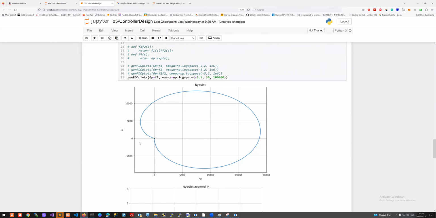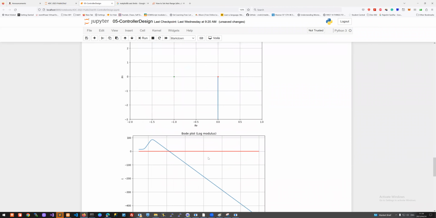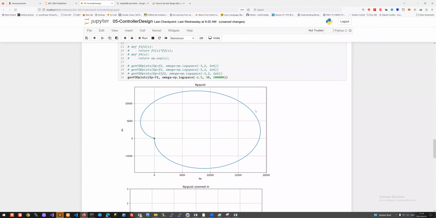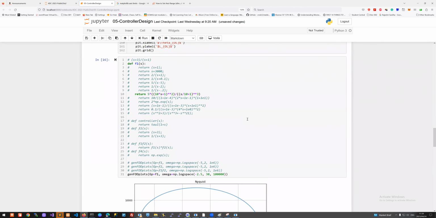And the reason I zoomed in is that here on the scale, we are on the scale of 20,000 and 5,000. It's too big for us to tell whether or not it's encircling minus 1, 0. But when we zoom in, we can see we are not encircling minus 1, 0. So this process is stable.